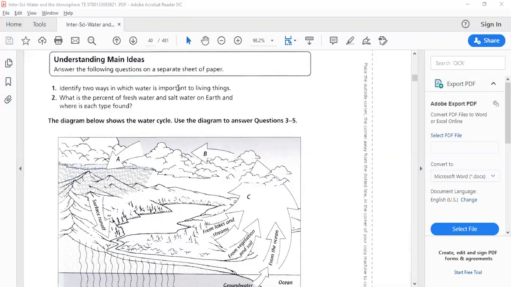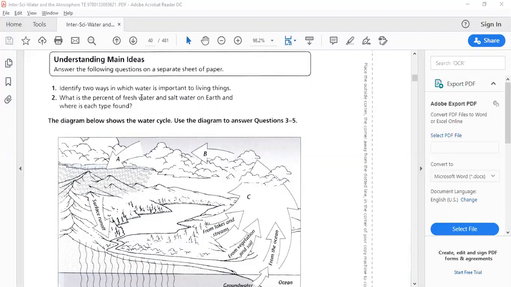Also, we can say that it's important for the habitat. Most living organisms that live in the aquatic area, like the sea or the ocean, like sharks, like algae, cannot live without the water. So that's a habitat they can live in and get their food from. So that's the importance of water.